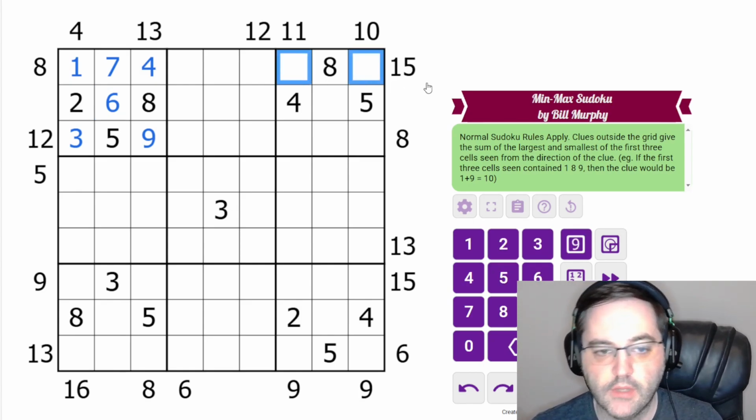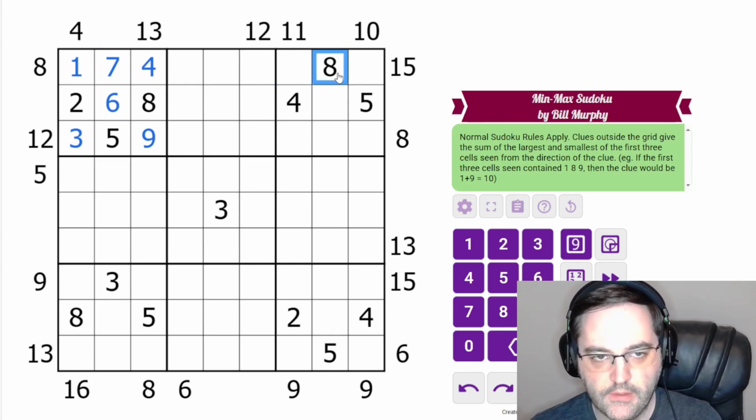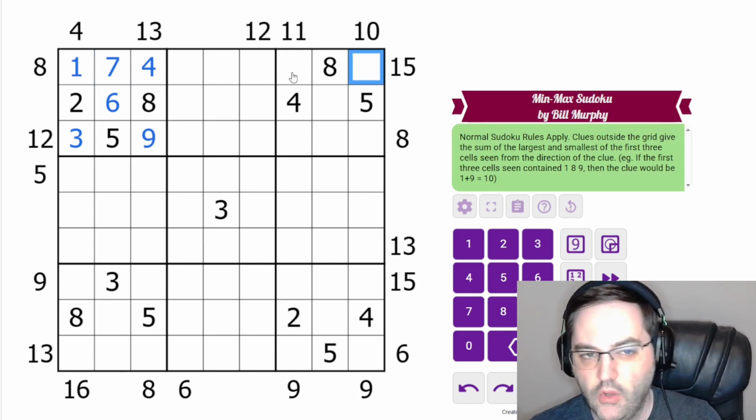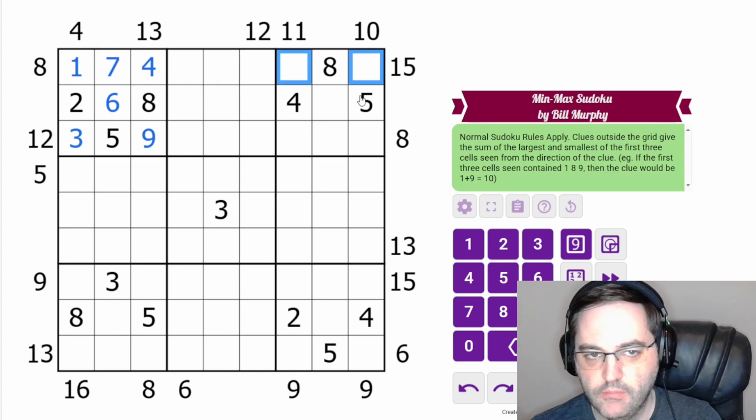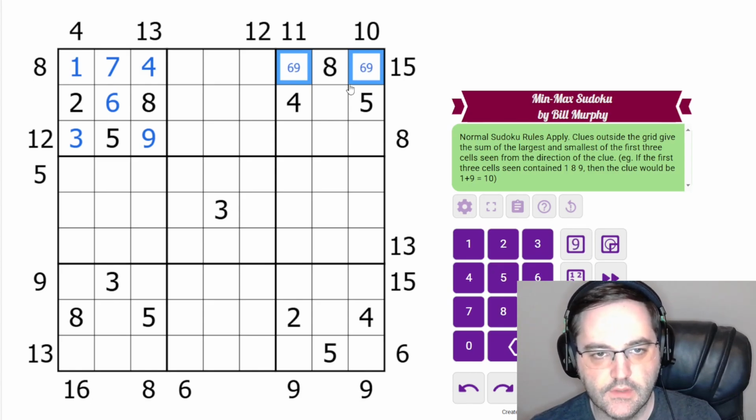Let's look at the 15 here. There are 2 ways to make 15 in 2 cells. One of them is 7, 8, and obviously we can't have that because they're both in the row. We couldn't have that anyway as the smallest and largest because there would be nothing to be the middle digit. We can't have 7, 7.5, 8. So this has to be 6, 9.